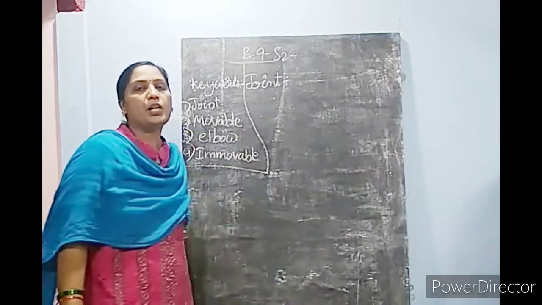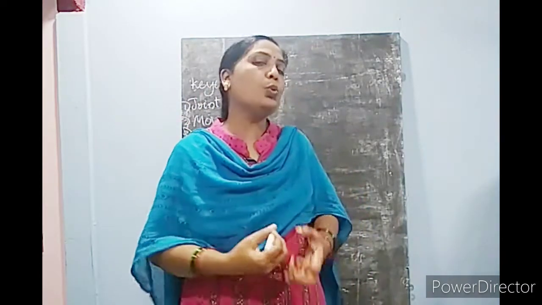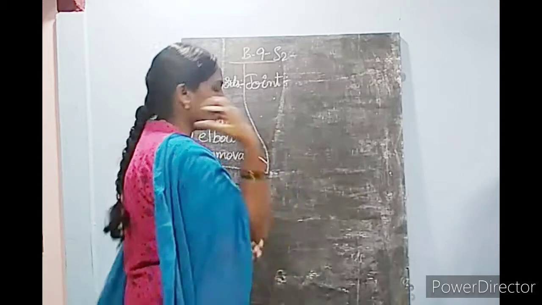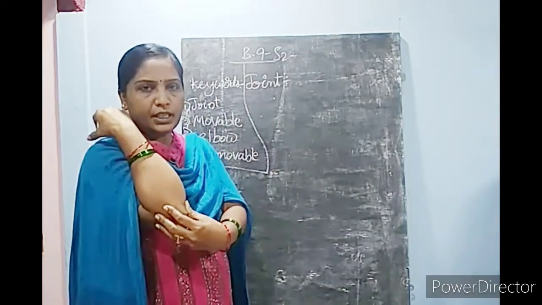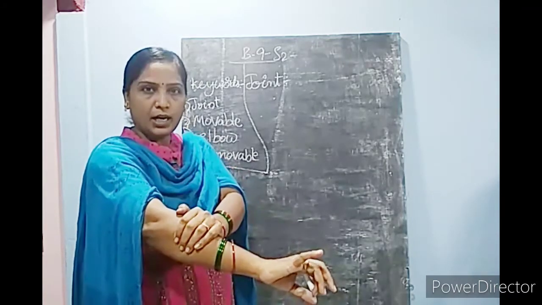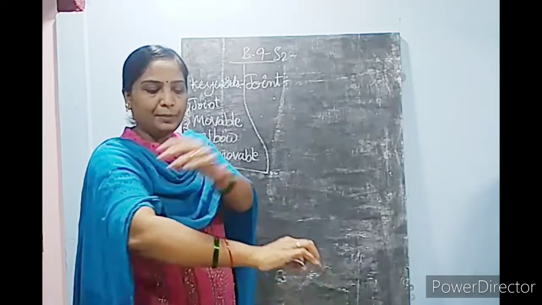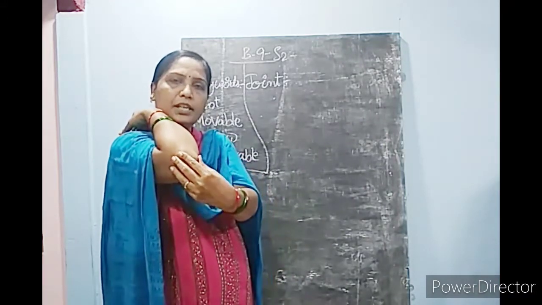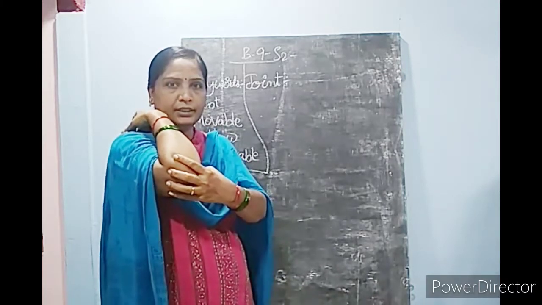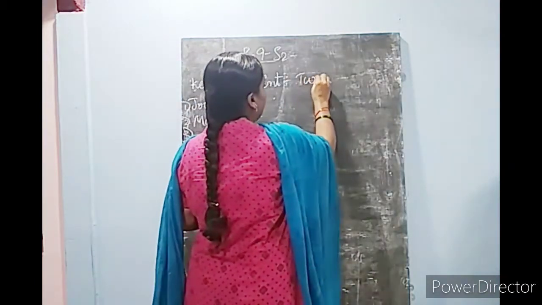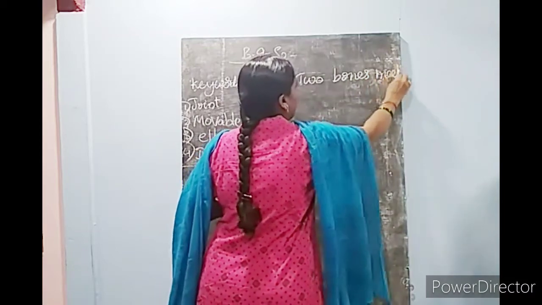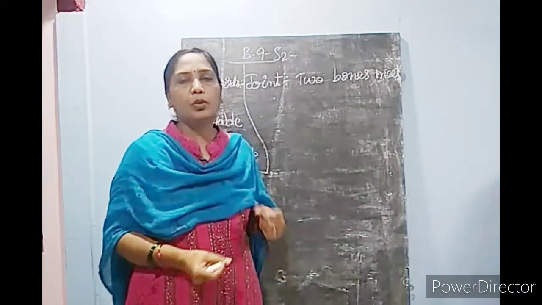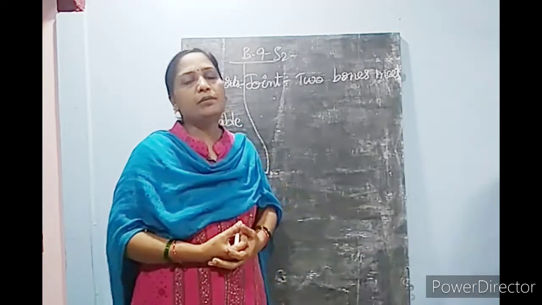So what's the meaning of joint? Joints are helping us to do our things, to do our work. Joint is a place where two bones meet with each other. You see, in your arm, this is known as upper arm, this is known as lower arm. Your upper arm and the lower arm are joining at one place near the elbow. So this is the joint, a place where two bones meet with each other. These joints are helping us to move the body, to bend or to pick up, to do the work.